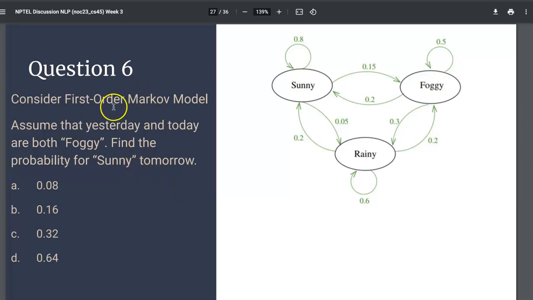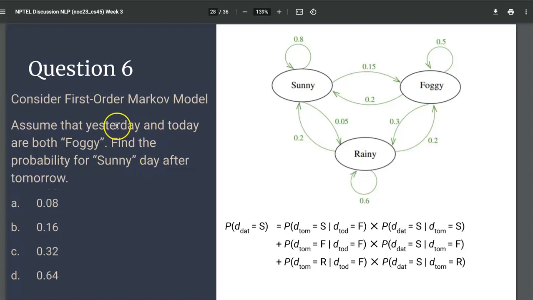Because this is a first order Markov model, to guess the probability of tomorrow, we just need to consider today only. We should not go to yesterday, because this is the first order Markov model. Now see the actual question: find the probability for the sunny day after tomorrow. They have given us that yesterday and today both are foggy. Let us know the probability that the day after tomorrow will be sunny.